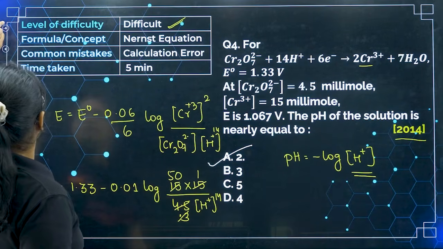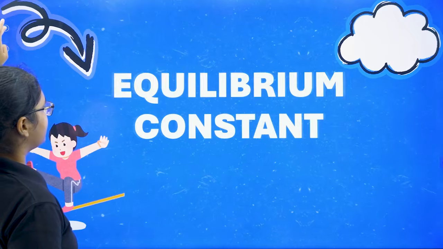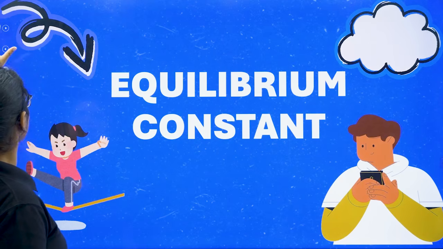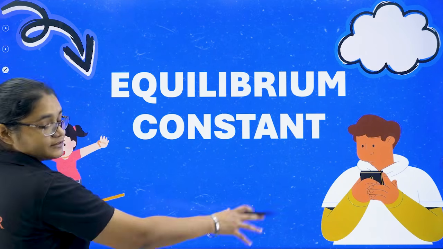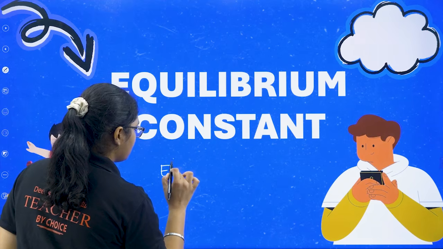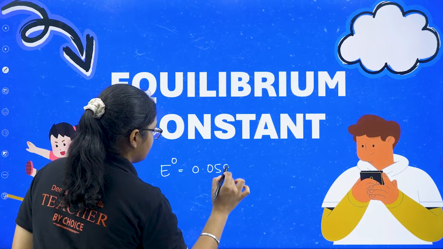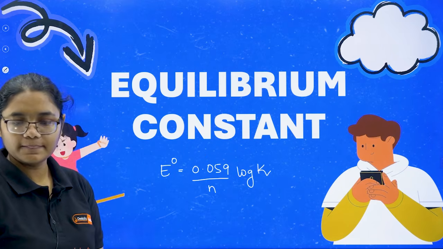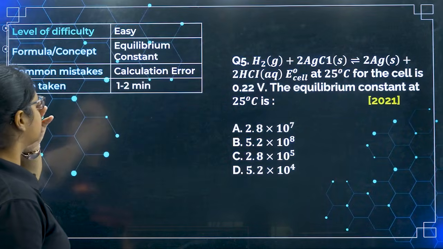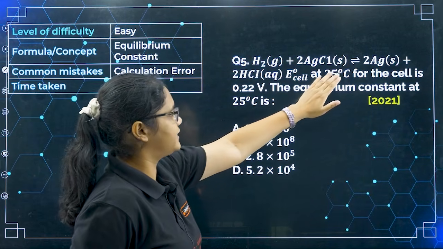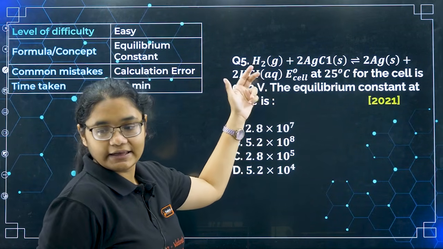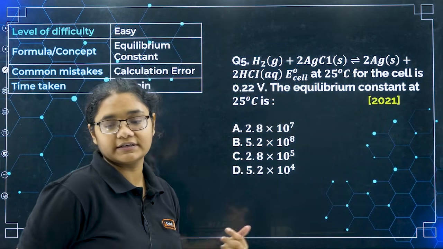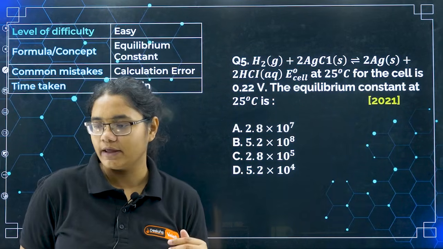Okay. Moving forward, the next topic we have is equilibrium constant. Okay, we get a lot of questions on this particular topic. So what is our formula for equilibrium constant? Let's quickly revise here. I have E naught of the cell equals 0.059 by n log of K. Okay, fine. Now let's go to the next question. H2 plus 2AgCl gives you 2Ag plus 2HCl. E naught of the cell at 25 degrees Celsius is 0.22. The equilibrium constant at 25 degrees Celsius is, okay, just a minute.